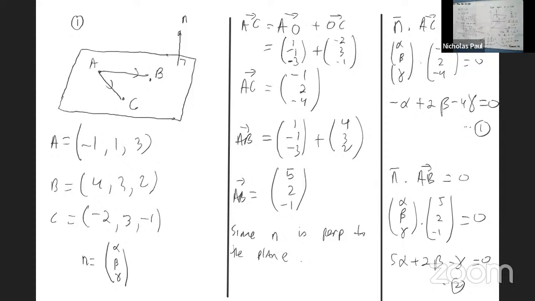So we're going to attempt to solve this now. You can just call over the equations there. Minus alpha plus 2 beta minus 4 gamma is 0. And then next is 5 alpha plus 2 beta minus gamma. Right. So we're going to attempt to solve this.